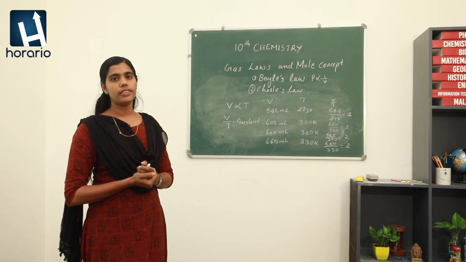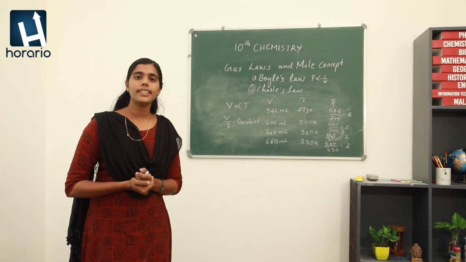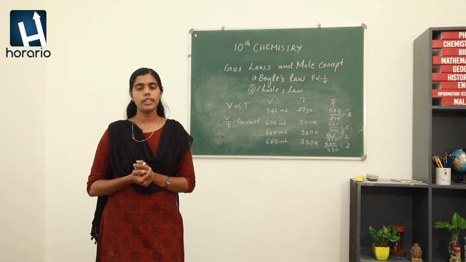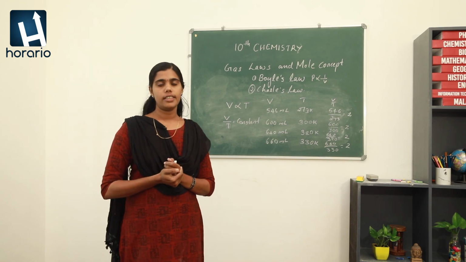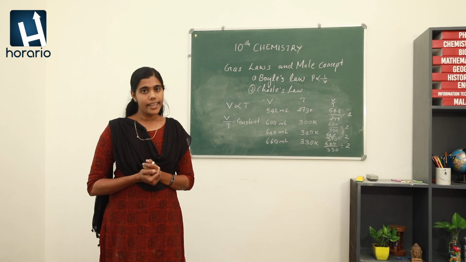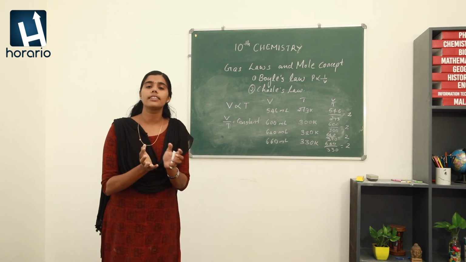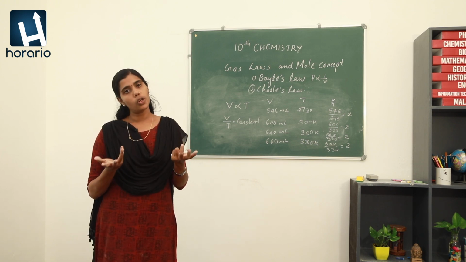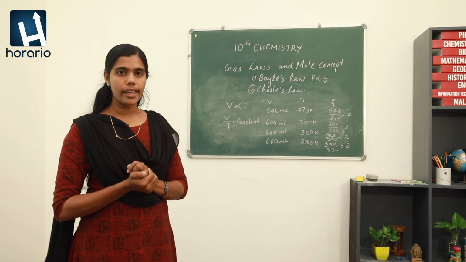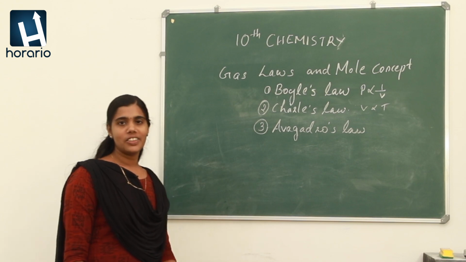So, can you explain with Charles' law why an inflated balloon kept in sunlight bursts? It is clear: sunlight means heat, or temperature. When temperature rises, the volume inside the balloon increases. So, the balloon bursts. That we can explain with the help of Charles' law. So, the third one is Avogadro's law.